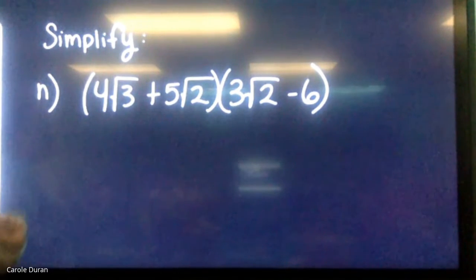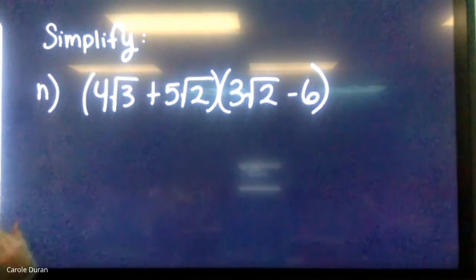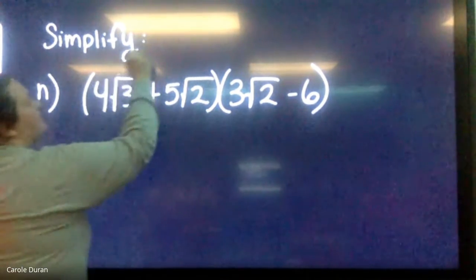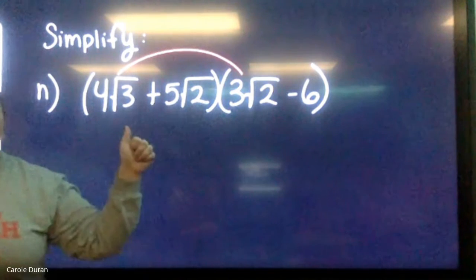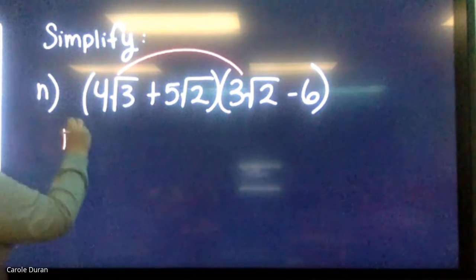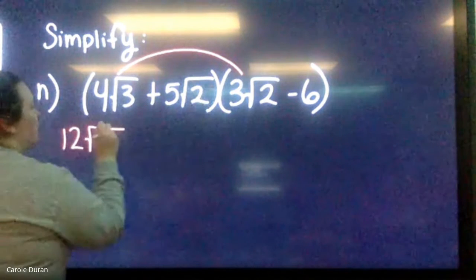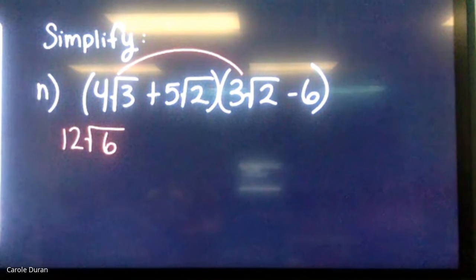I'm going to color code so we can remember exactly how it works. So F in FOIL stands for first terms. So we're going to multiply those two first terms together. Remember, when we multiply radical terms, we multiply the whole numbers, and then we multiply what's under the radical. We have to ensure, however, it's the same radical. If not, we can't combine them. Each of these are a square root, so I'm good to go. So 4 times 3 becomes 12, and the square root of 3 times the square root of 2 becomes the square root of 6. So that was my first terms.